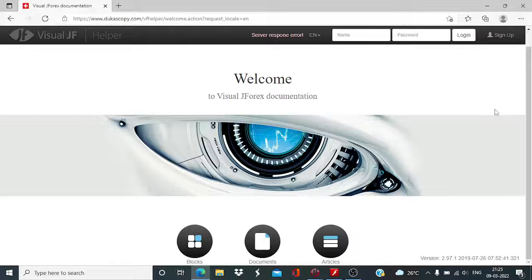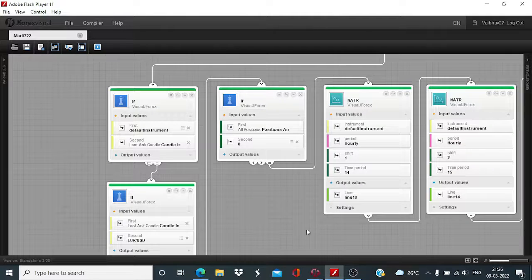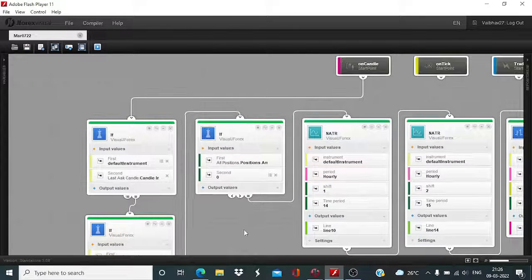I am Vaibhav. I welcome all of you to today's session of Visual JForex, in which we will be continuing to work with the indicator normalized average true range. This is the third and the final part of this ongoing series involving this indicator. So now let us head to the Visual JForex board which has been developed by the Dukascopy Bank SA.